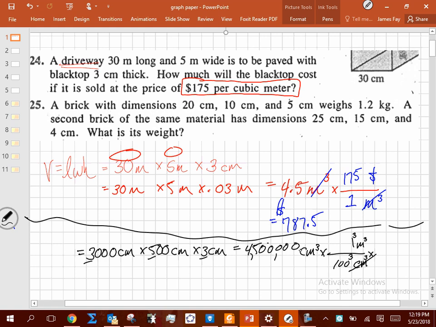That's going to get my centimeters cubed to cancel out. And now I've got things in meters cubed. Now I can multiply by the 175 over 1 meter cubed. Those are going to cancel. And it does end up giving me the same exact 787.5. So if you're not paying attention to the rate, I think the conversion process is a little bit more messy. Okay? Would you agree it's a lot easier to convert 3 centimeters than it was to do all that conversion when you did it down in the black?